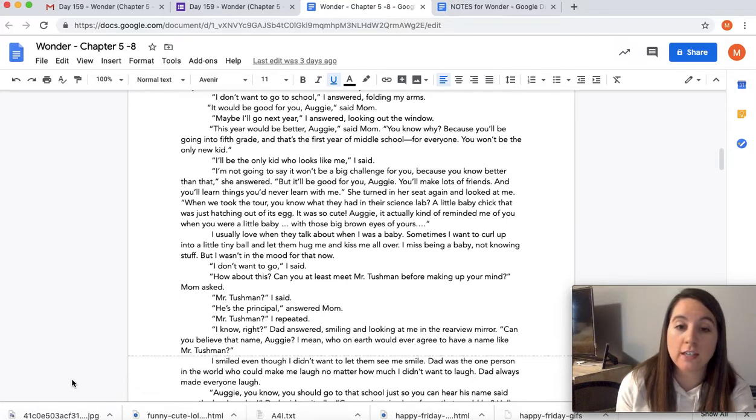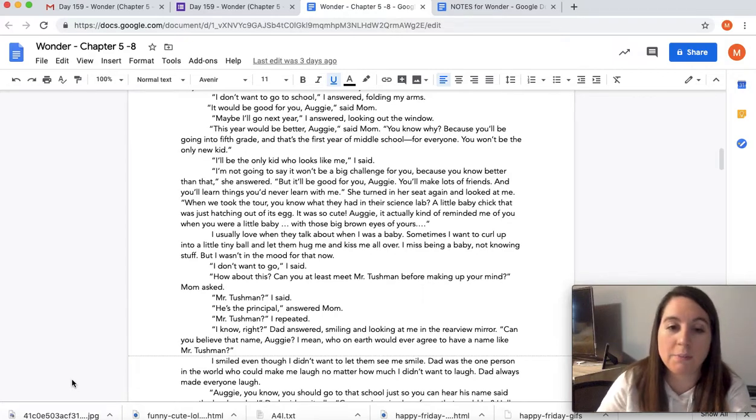She turned in her seat and looked at me. "When we took the tour, you know what they had in their science lab? A little baby chick that was just hatching out of its egg. It was so cute, Augie. It actually kind of reminded me of you when you were a little baby, with those big brown eyes of yours." I usually love when they talk about when I was a baby.